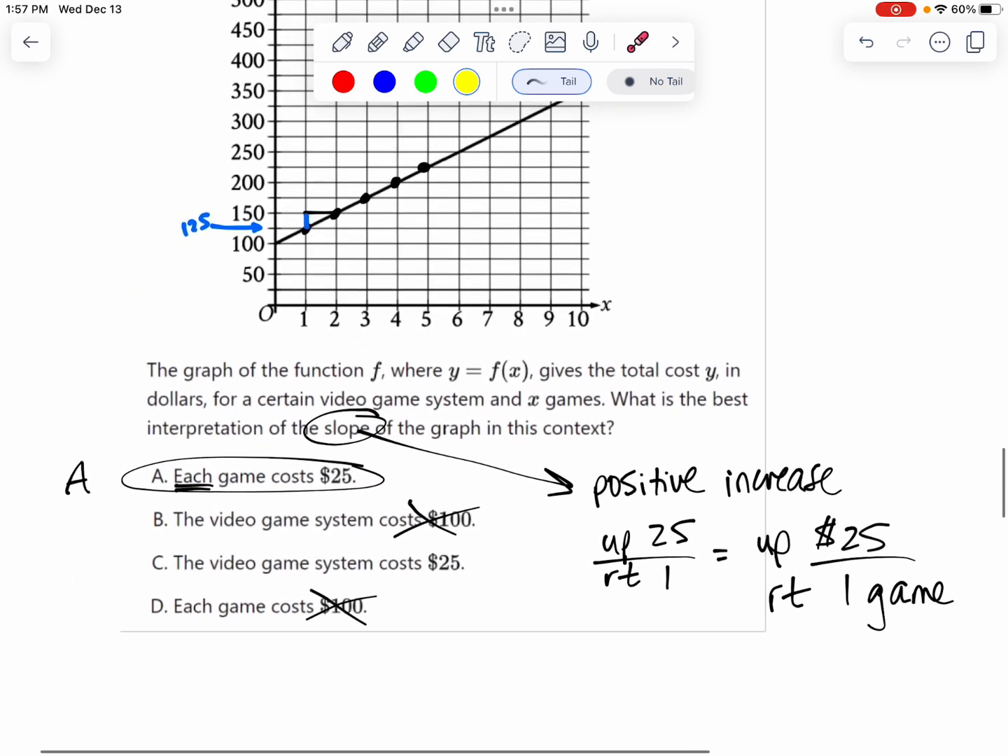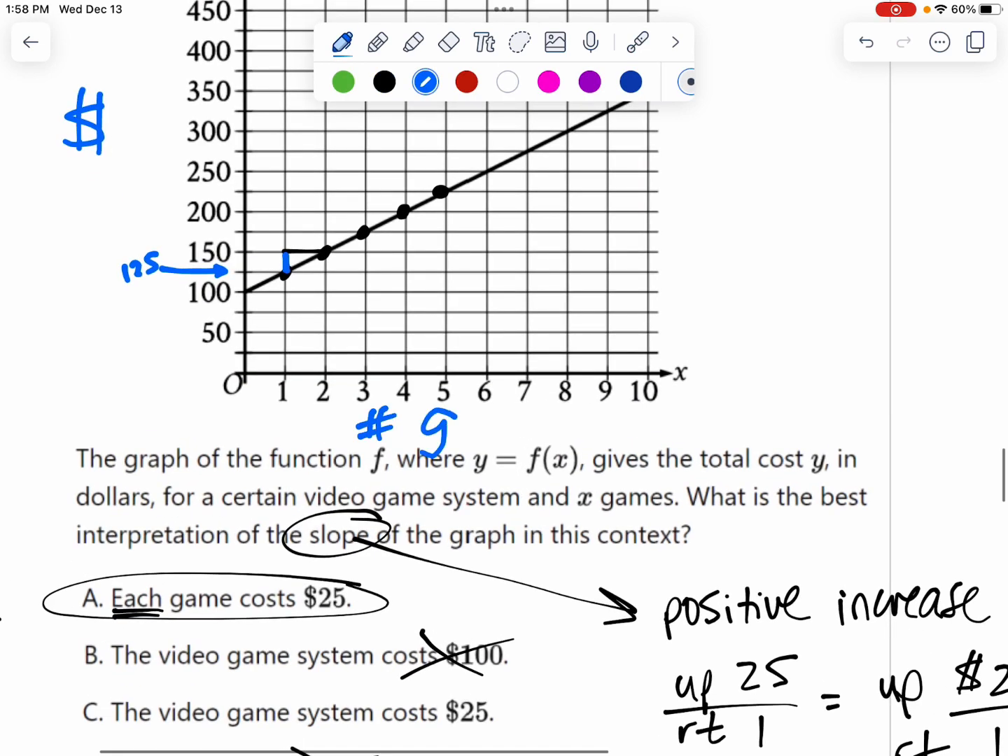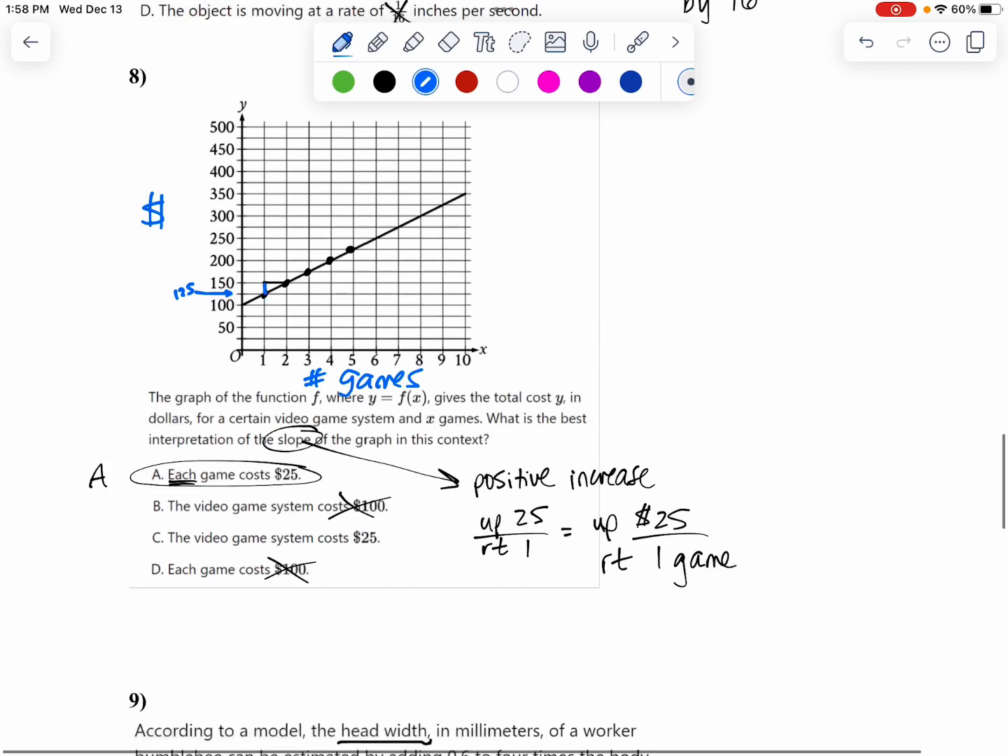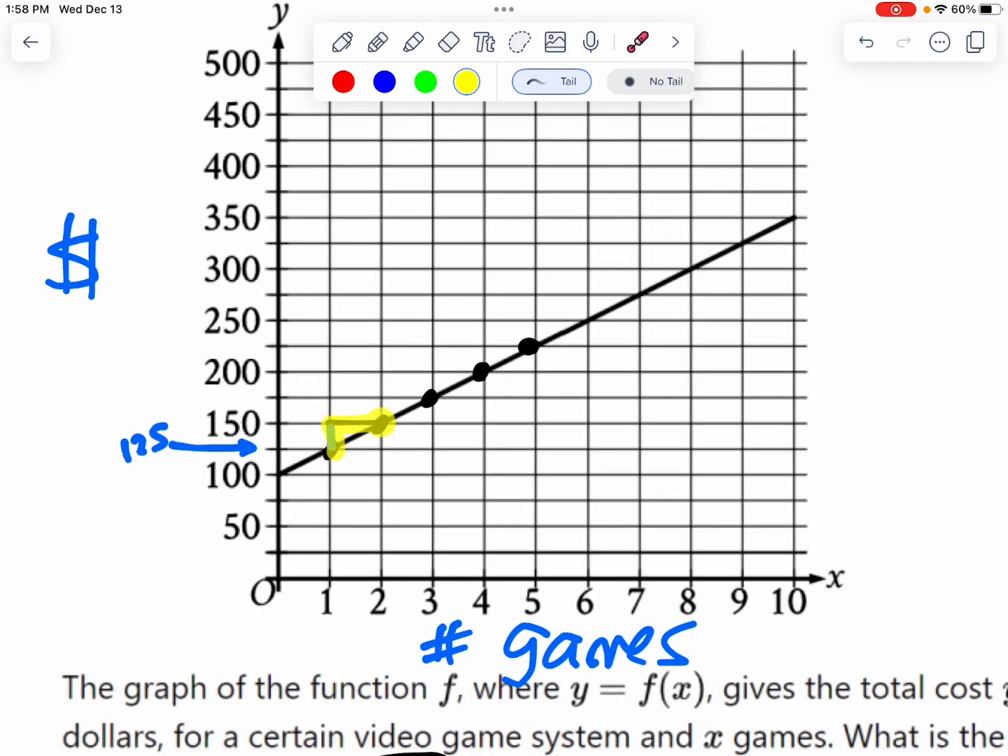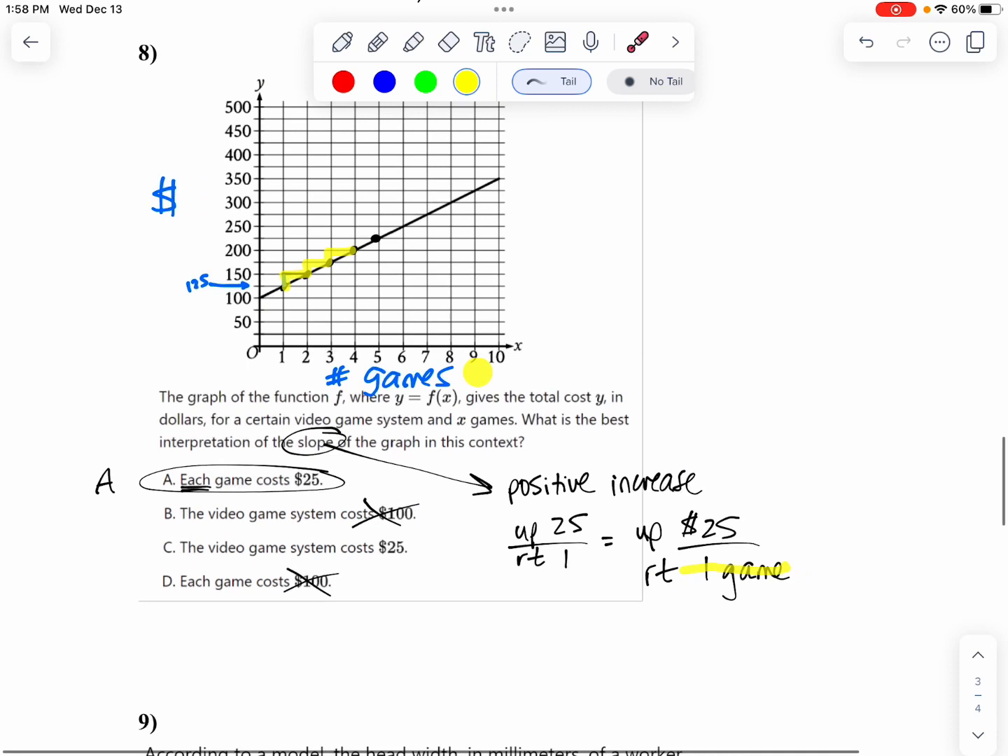So up 25 over 1. And it tells us that the total cost is y in dollars. So the y-axis is labeled in dollars, and it's telling us that the x-axis is number of games. So I'm going to put number of games. And so I'm going up $25, and I'm going over 1 game. And that is how to get from every single point to every single point. You can pick any 2 points on that line and still get the same slope.